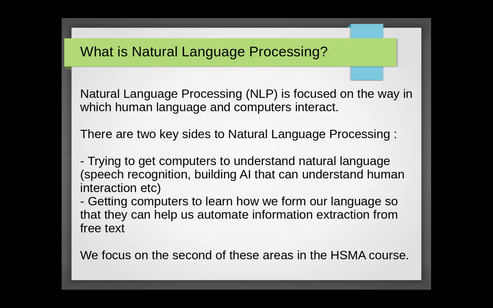Now, natural language processing, there's kind of two sides to it. The first side is where you're trying to get computers to understand natural language. So when you communicate with a computer, you try to get it to understand what you're saying. So that's things like speech recognition, or building an AI that if you talk to it will give the illusion that it understands you and talks back to you. And then there's the other side, which is basically getting computers to learn how we form our language so that we can automate that extraction of information from free text. And it's that second area that we're going to be looking at within this course.